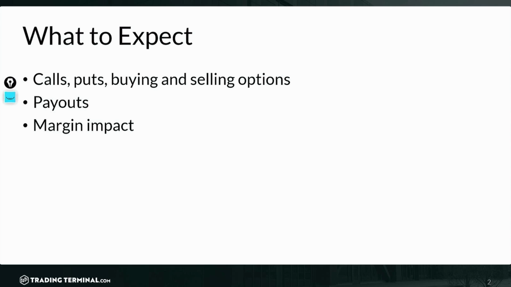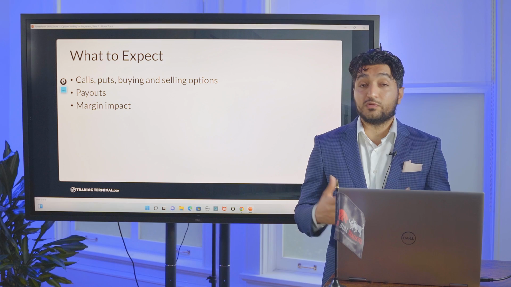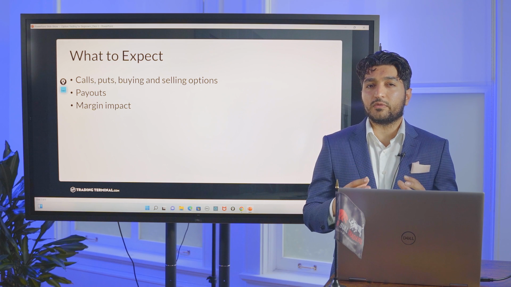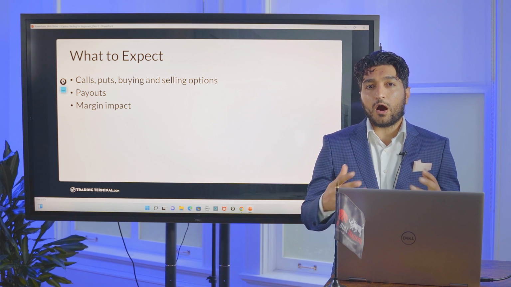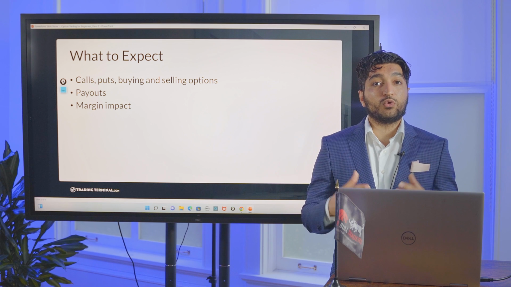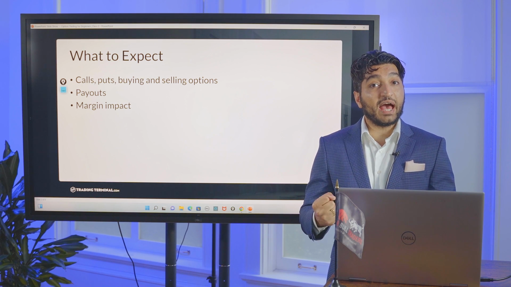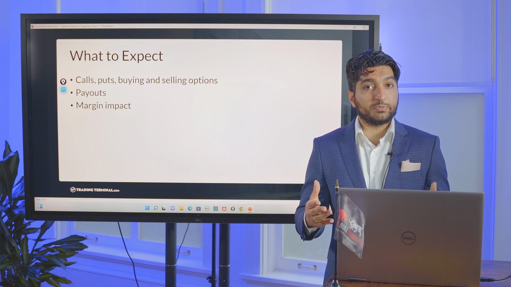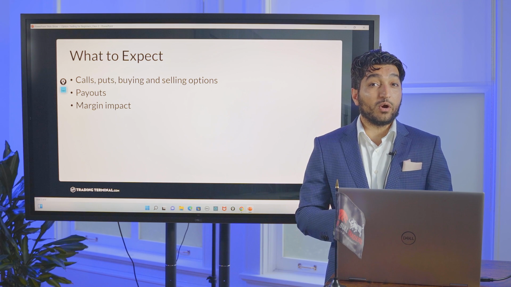We're going to spend about 5 to 6 minutes talking about payout diagrams, understanding what your payout is if you buy a call and what your potential payout is if you sell a call. What is your payout if you buy a put versus what is your potential payout if you sell a put. And we're going to spend a few minutes on margin impact, and this is one of the most important areas. Options are inherently risky and they require margin. That means excess cash that your broker needs to know you have in case things don't go as planned. So we're going to spend a few minutes on margin impact as well.